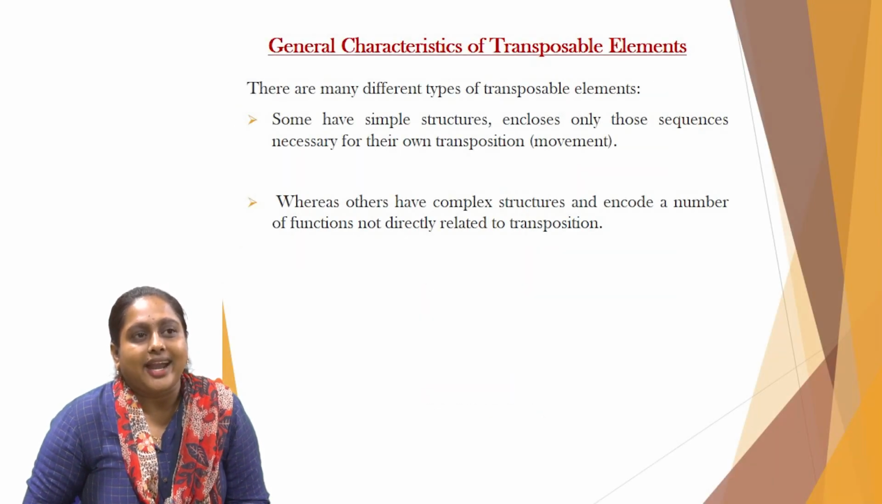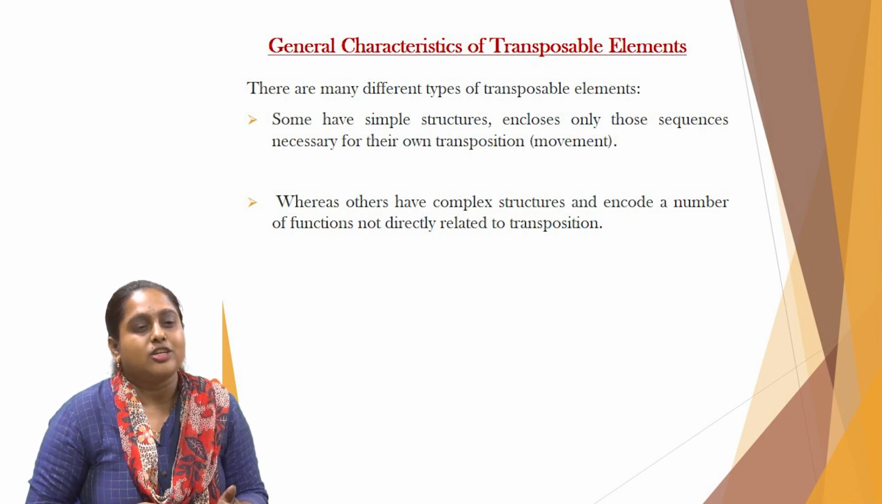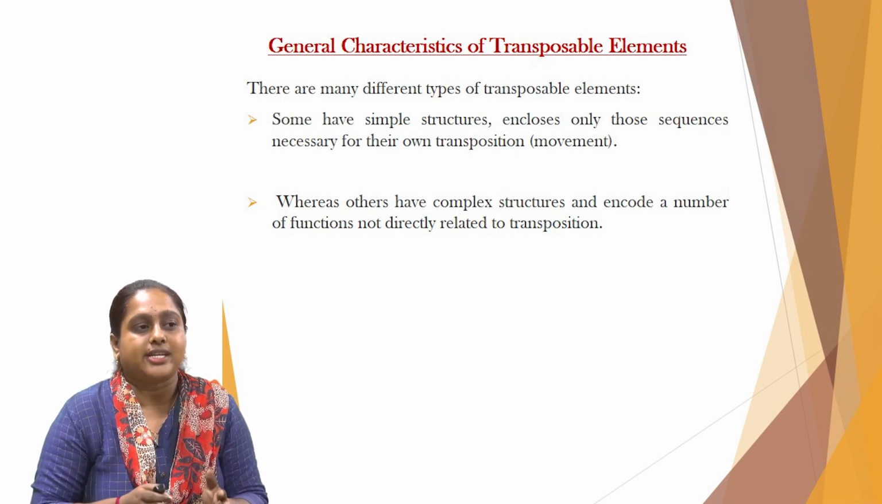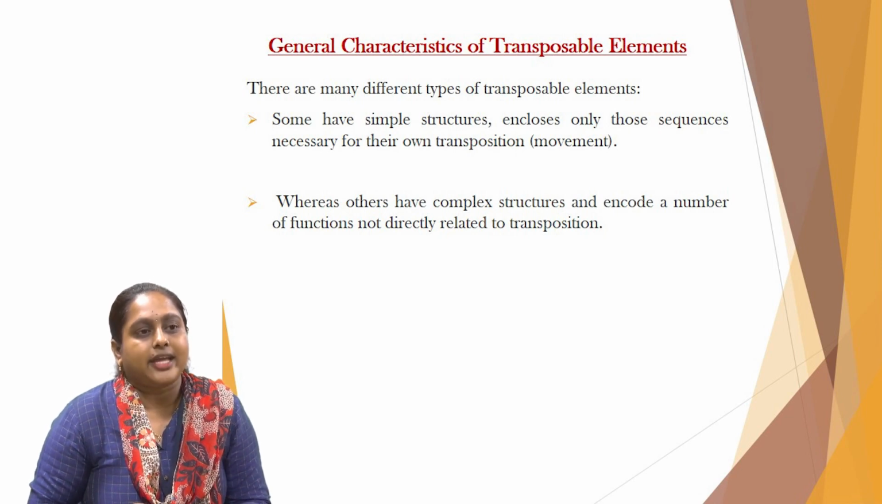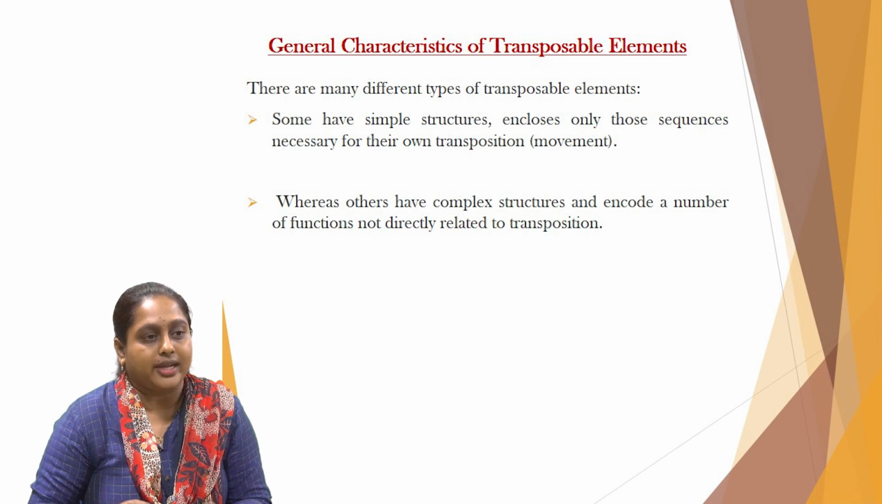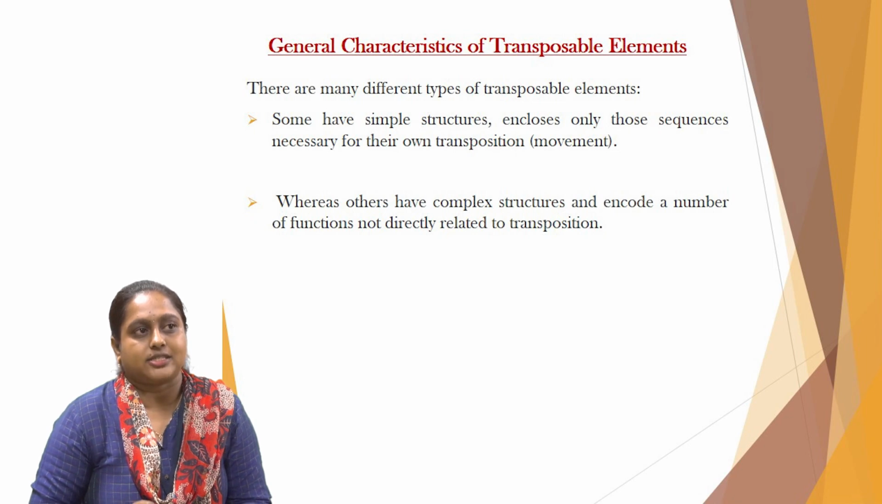So what are the general characteristics of these transposable elements? Many different types of transposable elements exist in nature. Some have a simple structure that encloses only those sequences which are necessary for their own transposition, that is, they help in the movement of the sequence within the genome itself. The other type has a complex structure, and those structures encode various functions, that is proteins, which are not directly related to the transposition of the sequences.